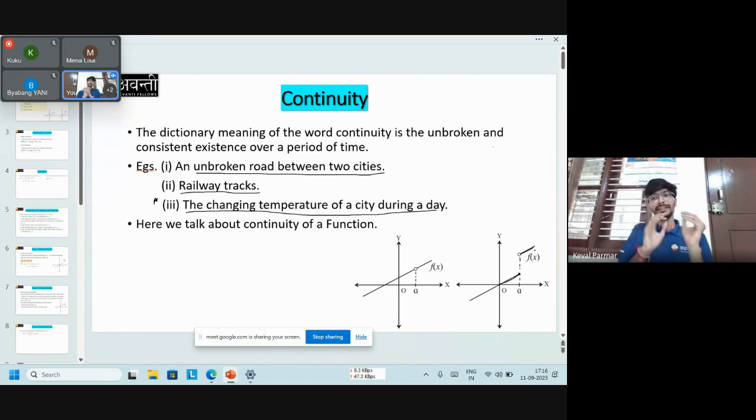But let me tell you again, there will not always be graphs, so that we can easily see whether the function is continuous or not. That's why we need some mathematical tools or methods that we can use to see whether functions are continuous or not. So let's see how mathematically we define continuity.